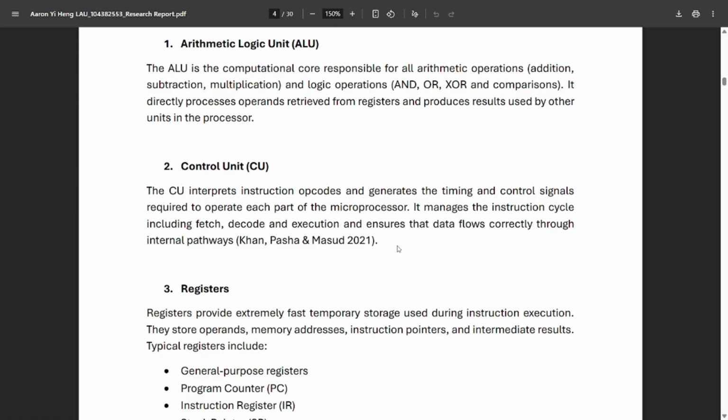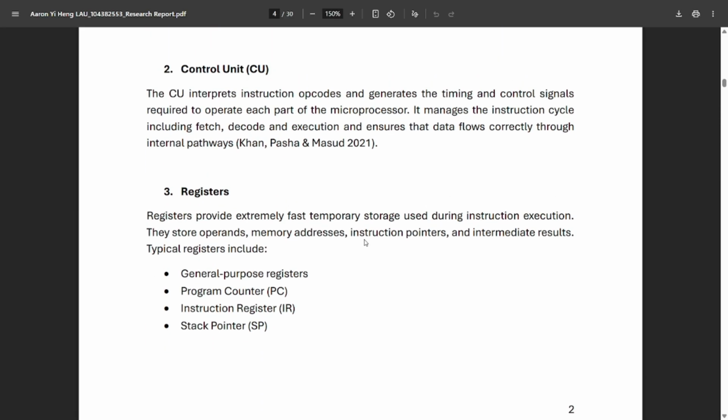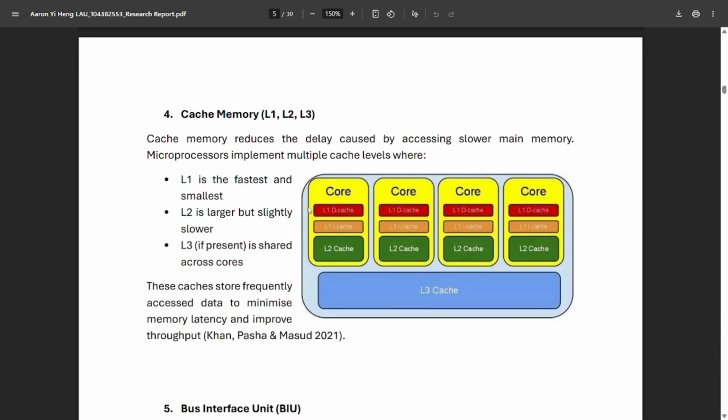The processor also includes registers, which act as extremely fast temporary storage. They hold operands, memory addresses, the program counter, stack pointer, and intermediate results needed during program execution. Then we have the cache memory system, which typically includes L1, L2, and sometimes L3 caches. As the picture shows, L1 is the smallest and fastest, L2 is larger but slightly slower, and L3 is the biggest and shared across the cores. These caches reduce memory latency and improve performance.